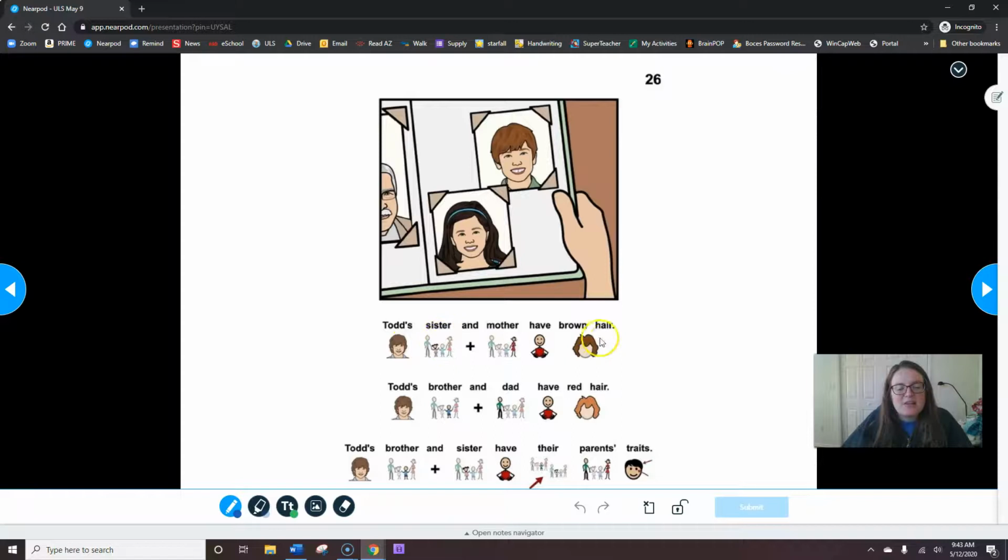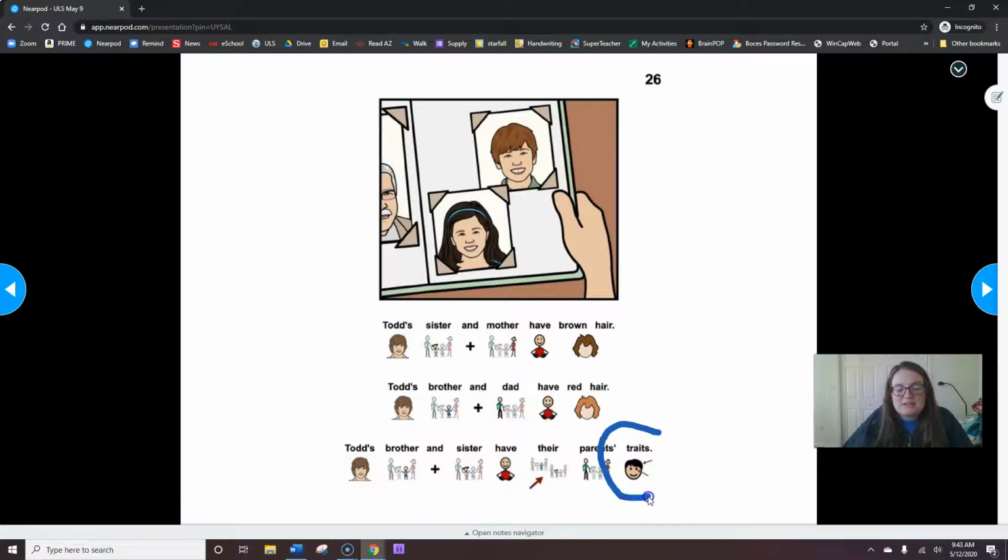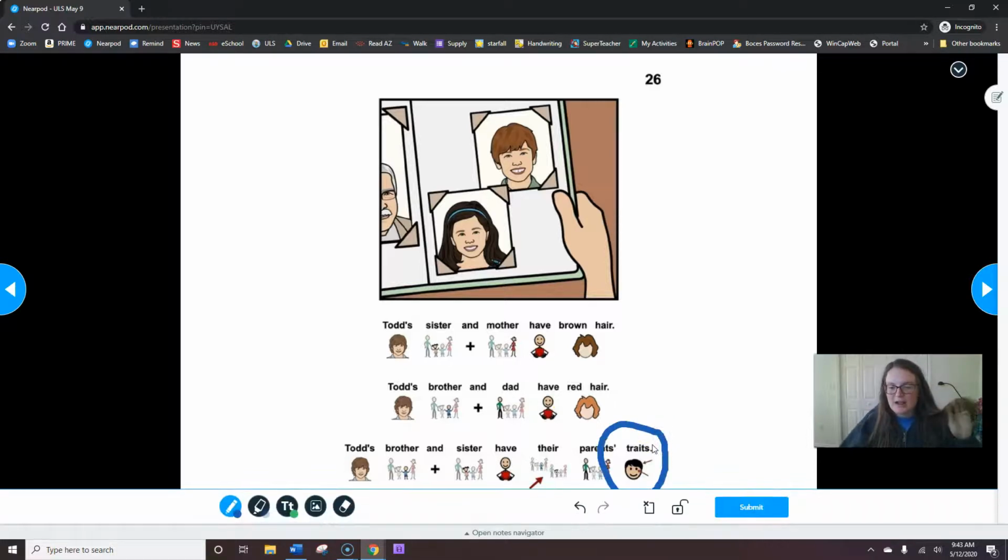Todd's sister and mother have brown hair. Todd's brother and dad have red hair. Todd's brother and sister have their parents' traits. So Todd's sister is like his mom, and Todd's brother is like his dad, and we're talking about the traits. The color of your hair is a trait, something that you get from your DNA. So circle traits, hit submit.